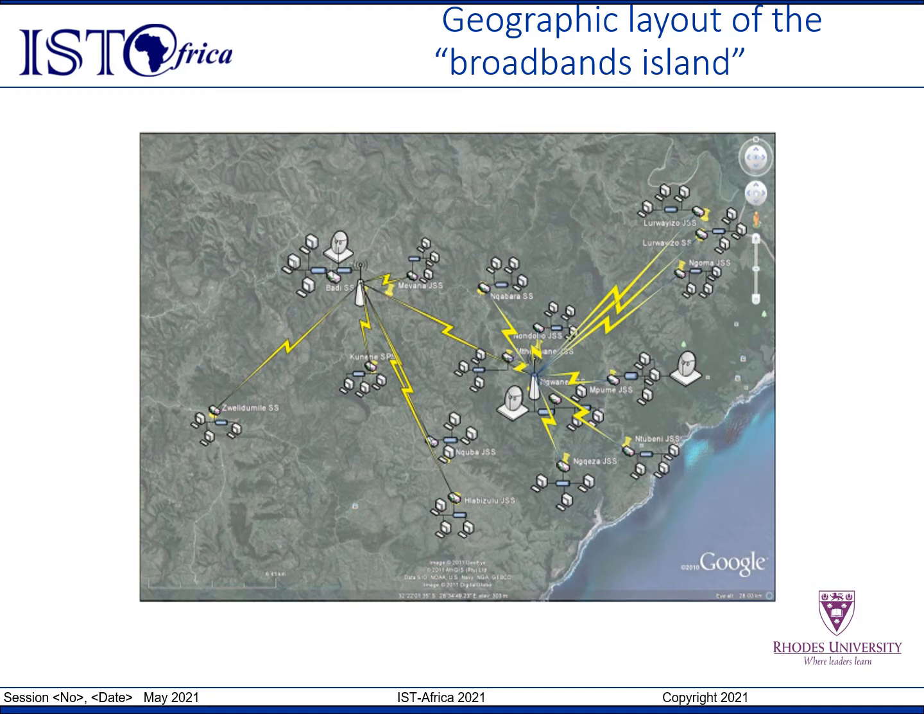Next is the geographic layout of the broken islands. So as you can see, we have three nodes, one in Ngwane, one in Badi, and the other one is in Mpume. The main two nodes, the digital access nodes, as explained in the previous slide, are where the schools and the people in the community access the network. So that's where they can get access to the network and either communicate with other people or schools within the network, or make a request to the internet.